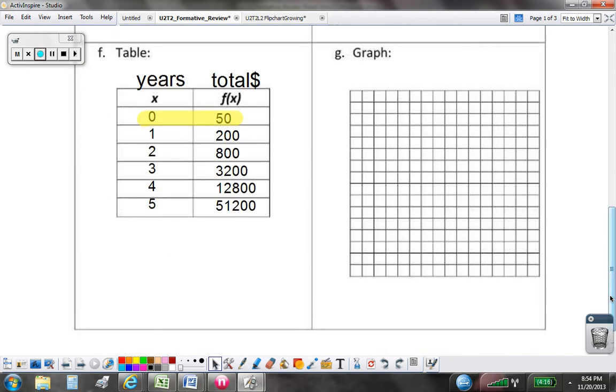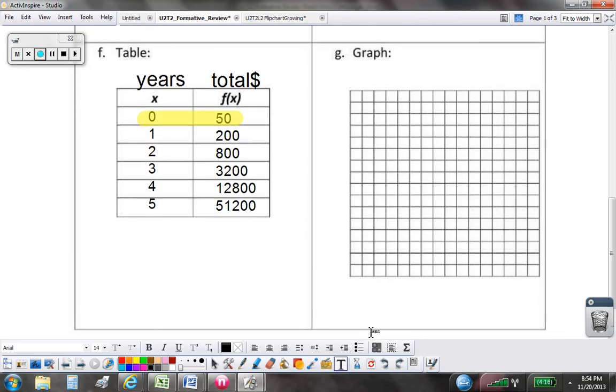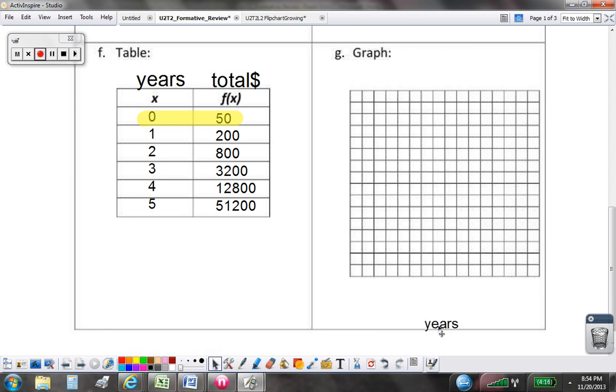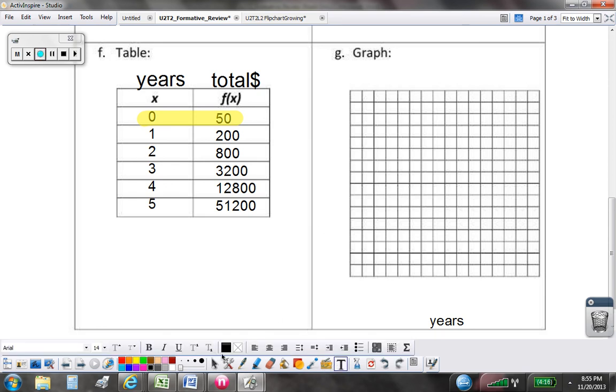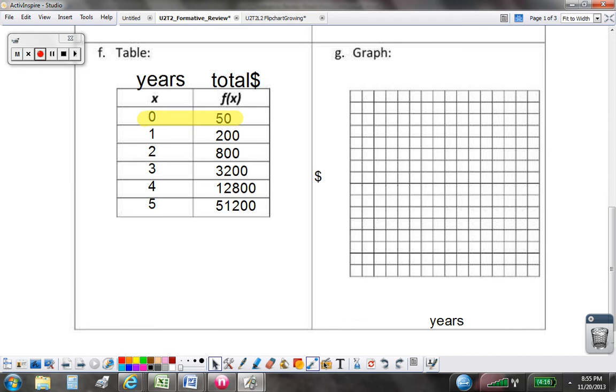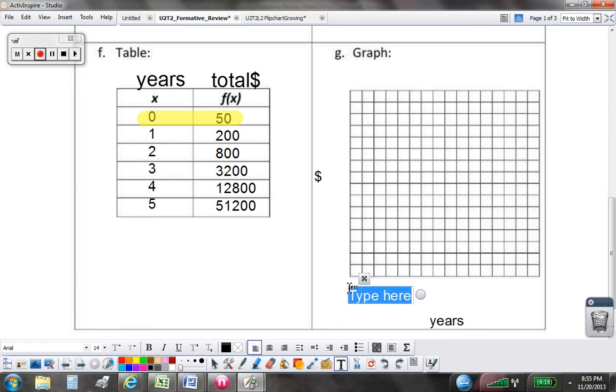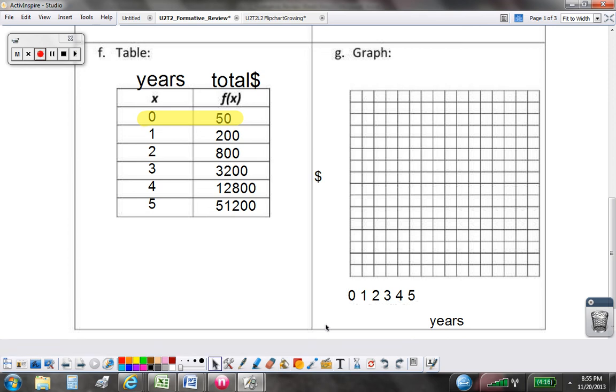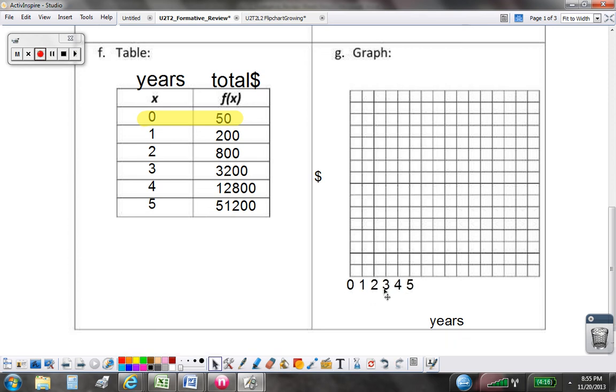And then the graphing portion. Alright, so down here would be your years. Okay? Remember, time is always your x-axis, plus it's in the first column. And then total money in the bank would be here. Now in terms of the intervals, you have 0, 1, 2, 3, 4, 5, etc. Okay, I'm going to go ahead and get started with that.